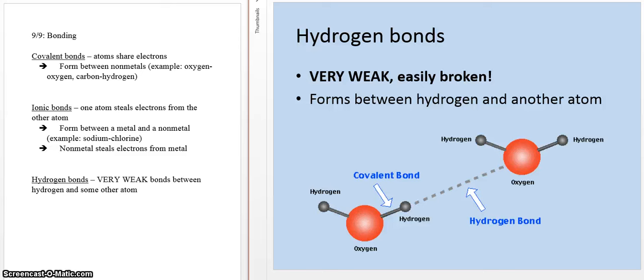This is very important with water. Hydrogen bonds will come back in a few days when we talk about water, because a lot of the great things that water does for living things, that couldn't happen if water couldn't form hydrogen bonds.